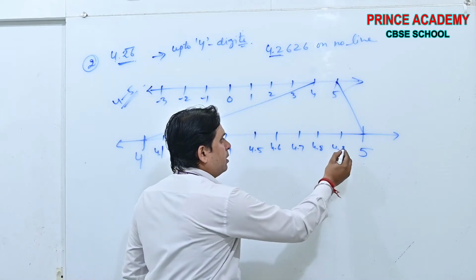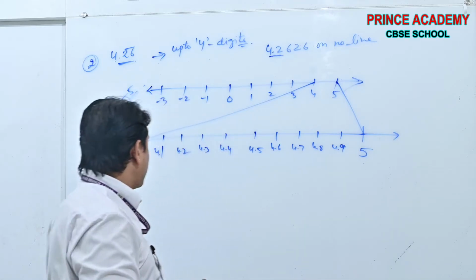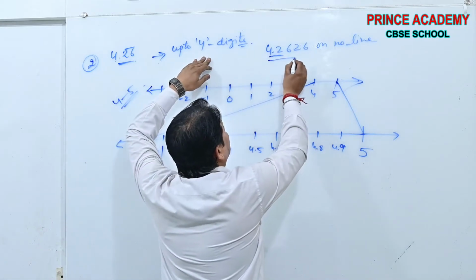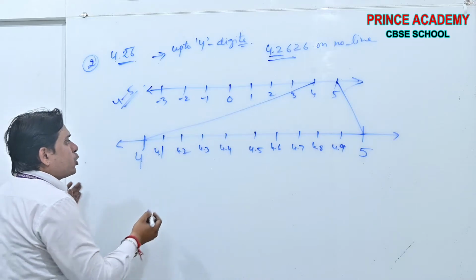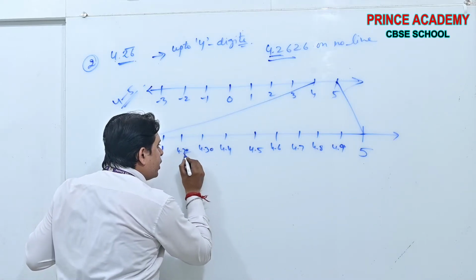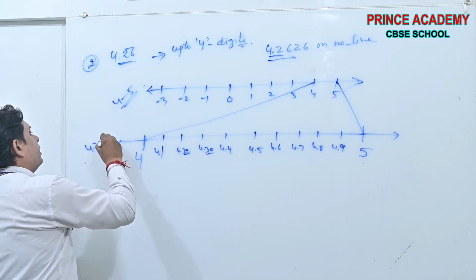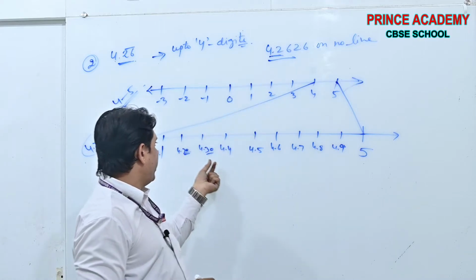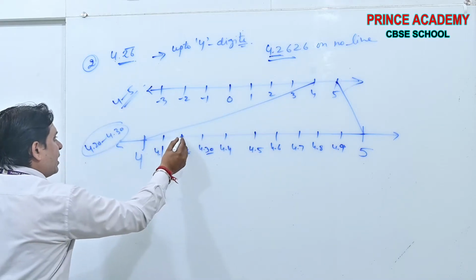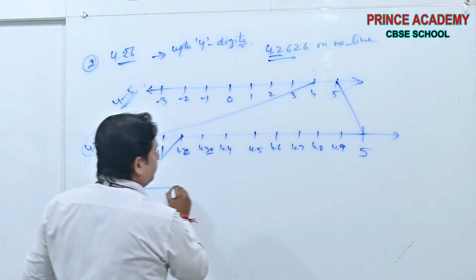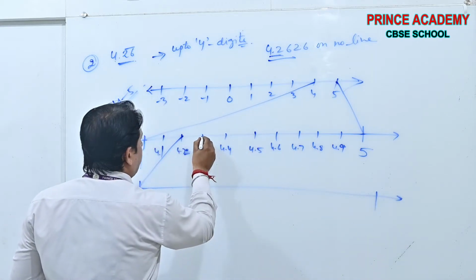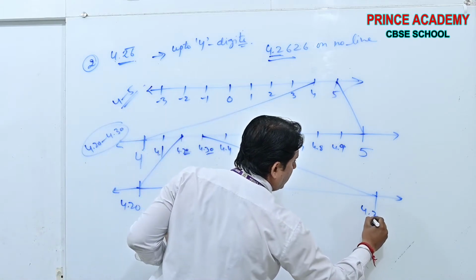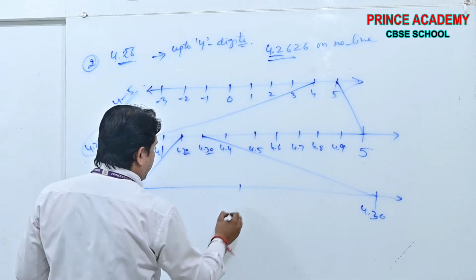Done beta? Now what is next? Next step, 4.2 you have searched. Now you have to search 4.26. 4.26, 26, put 0 here, 0 here. 20 to 30. Next step: 26 is between 20 and 30. Okay, then magnify it. Don't worry. This is 4.20. This is 4.30. Now again divide into 10 parts.